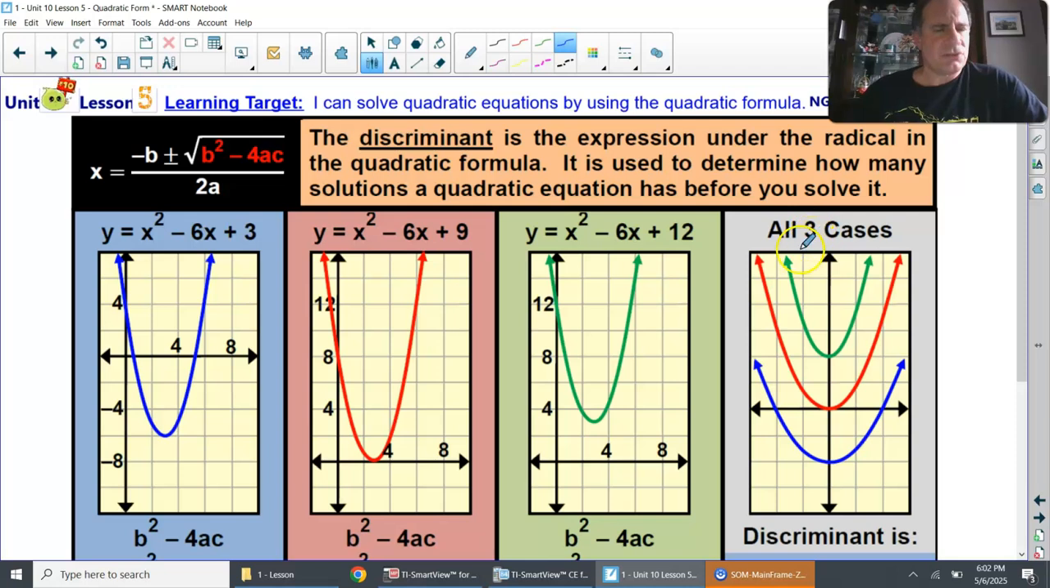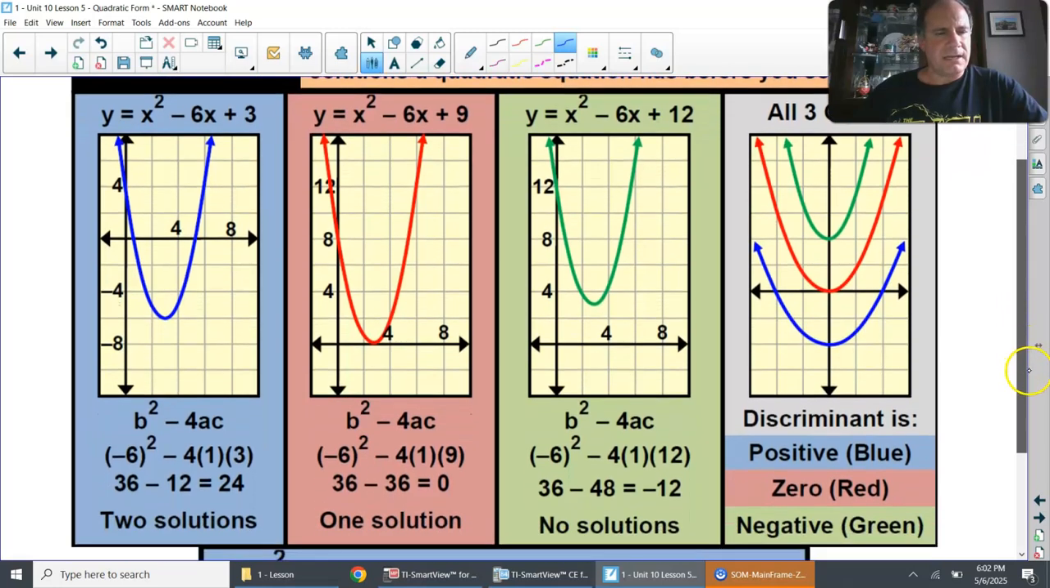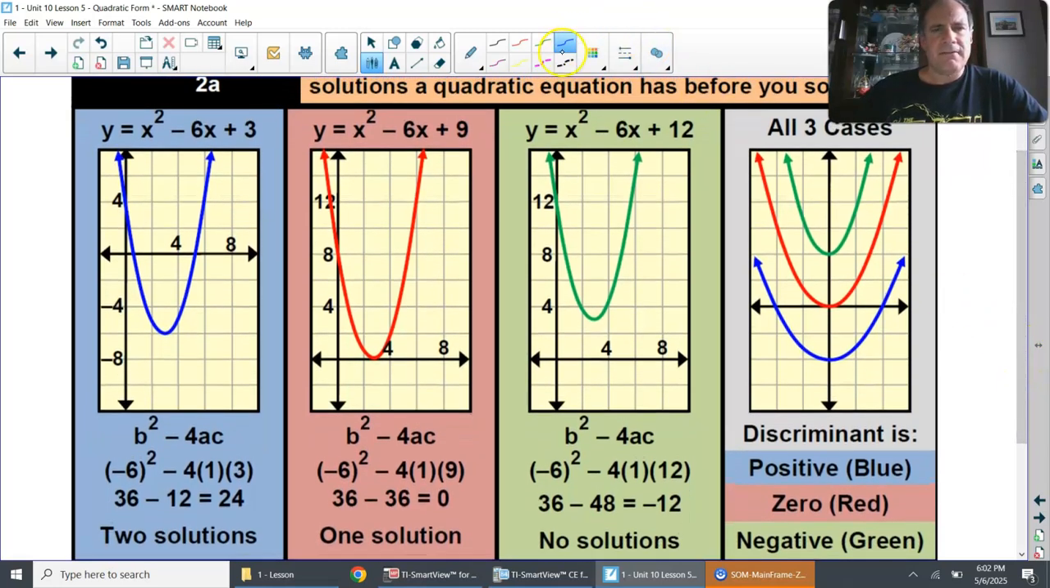So talking about the discriminant, it is an expression underneath the radical in the quadratic formula. It is used to determine how many solutions there are in a quadratic equation before you solve it. So all you have to do is put the b squared minus the 4ac into your calculator, and you will get this stuff right here. Obviously, you're going to have to identify the a, b, and c of the quadratic. And then you just put b squared minus 4ac into your calculator.